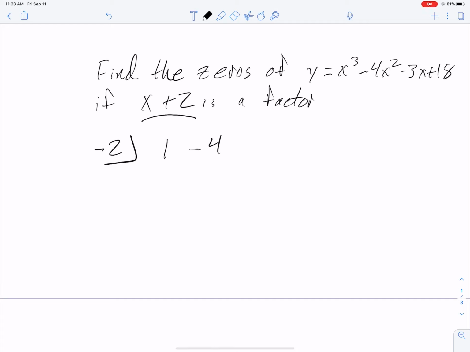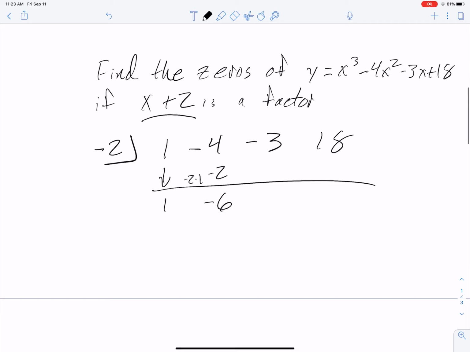And I start taking my coefficients and start my synthetic division. So I drop my first value. Negative 2 times 1 is negative 2, so that gets me negative 6. Negative 6 times negative 2 gets me 12, negative 3 plus 12 gets me 9, and then 9 times negative 2 gets me negative 18. My remainder is 0. Now we should expect that since I told you this is a factor, the remainder would have to be 0.